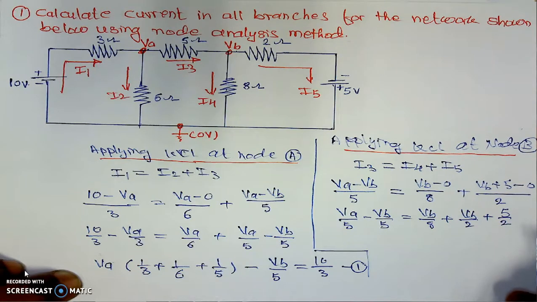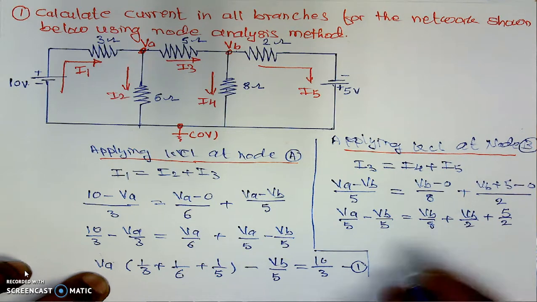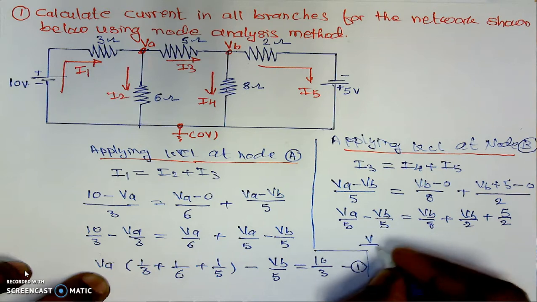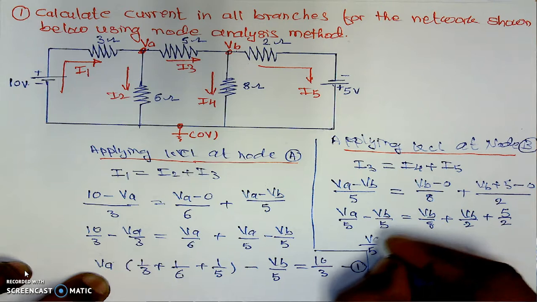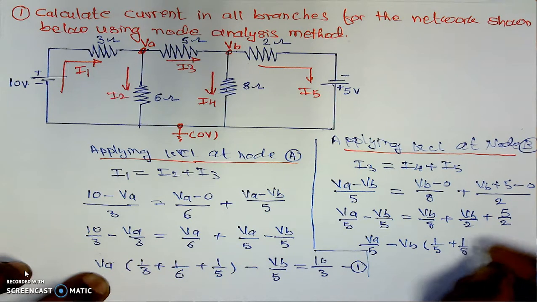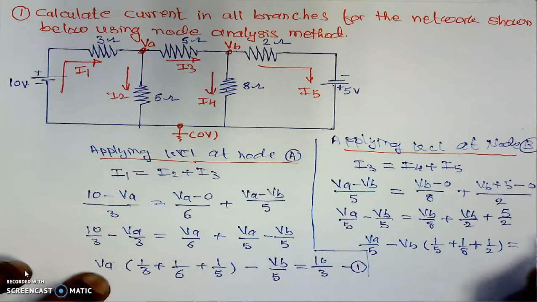2 is the equation. Now shifting the VB terms to the first side and taking VB as common, the equation will be VA divided by 5 minus VB in brackets, 1 divided by 5 plus 1 divided by 8 plus 1 divided by 2, which is equal to 5 divided by 2. This is equation number 2.